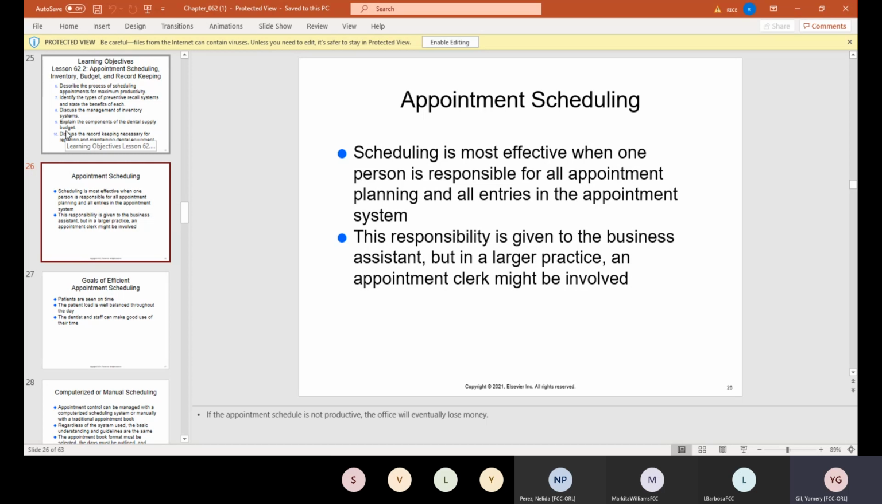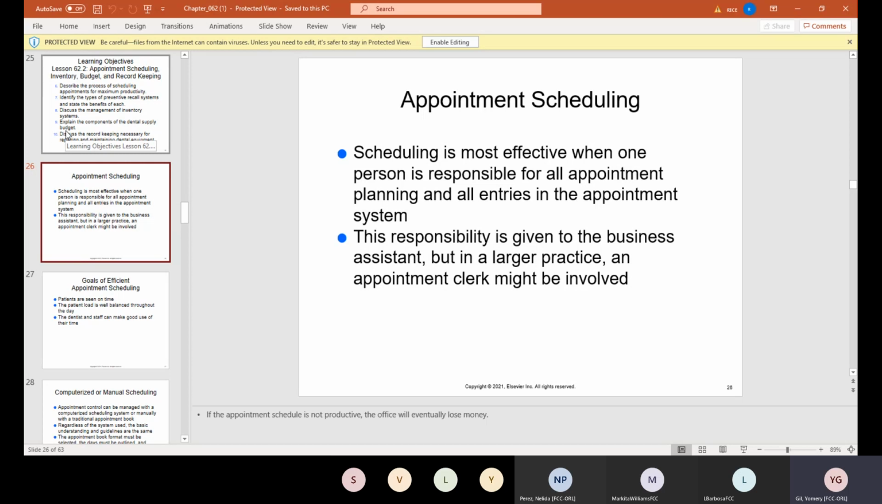Scheduling is most effective when one person is responsible for all appointment planning and all entries in the appointment system. This responsibility is given to the business assistant, but in a larger practice, an appointment clerk might be involved. So like I said, most of the time, some of those roles are going to be passed on to the front desk, not necessarily the business assistant.